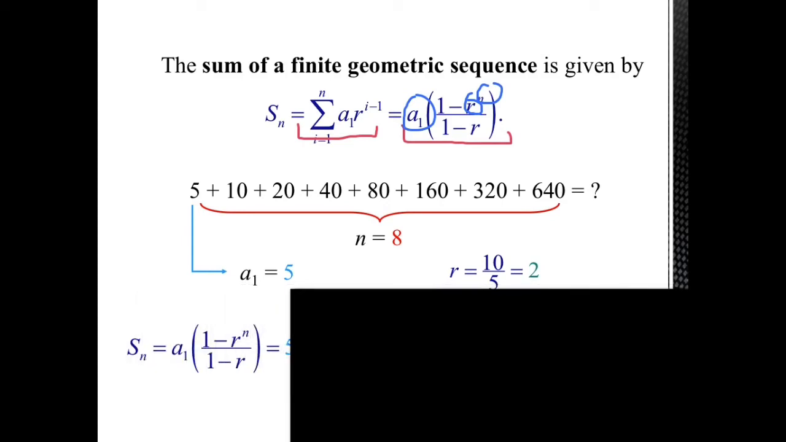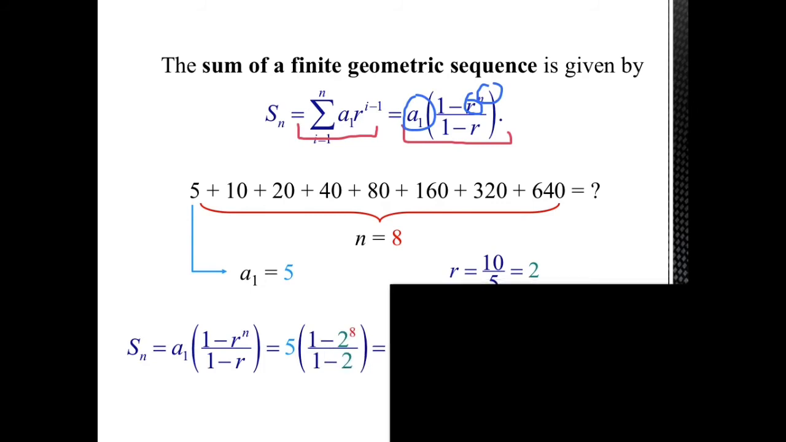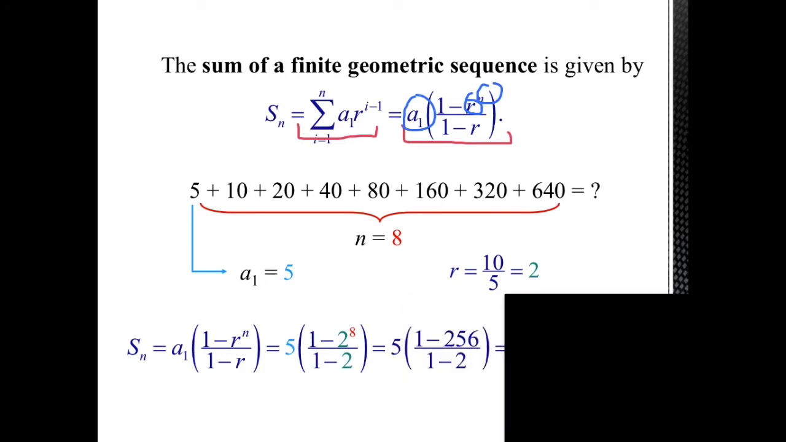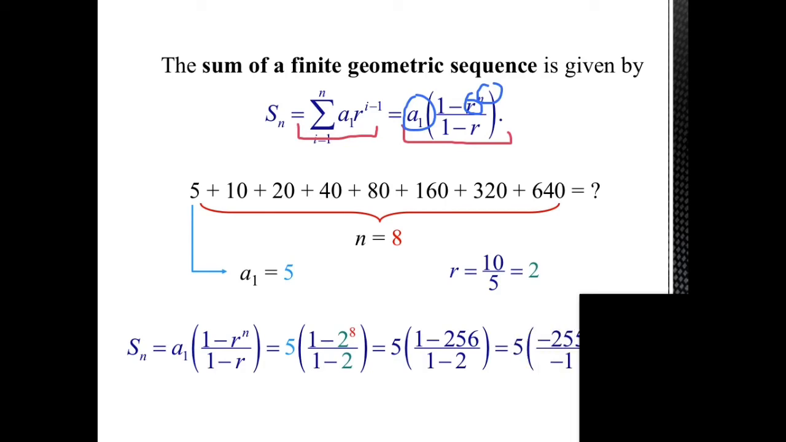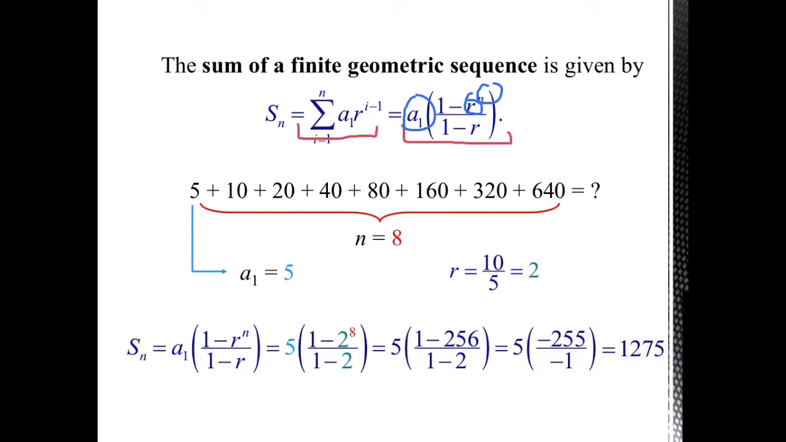So when I plug them in, I get 5 times 1 minus 2 to the 8th over 1 minus 2. Simplifying that gives me 5 times 1 minus 256 over 1 minus 2. And if I go through all the math, I get as my final sum 1,275.